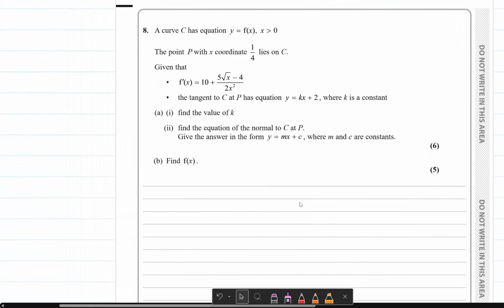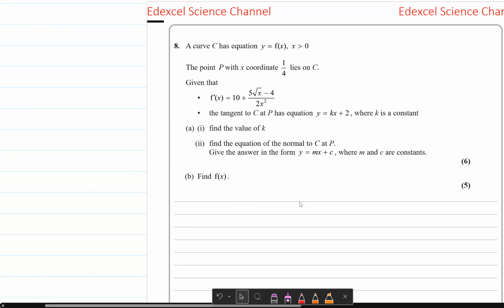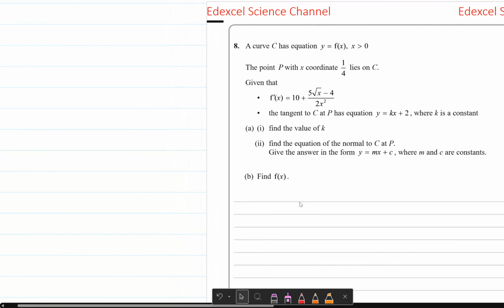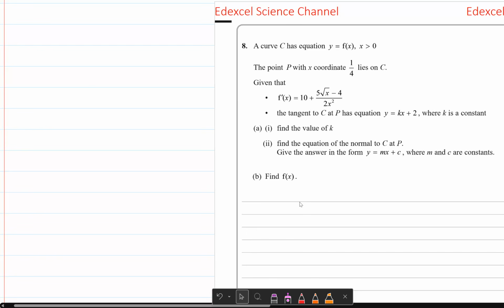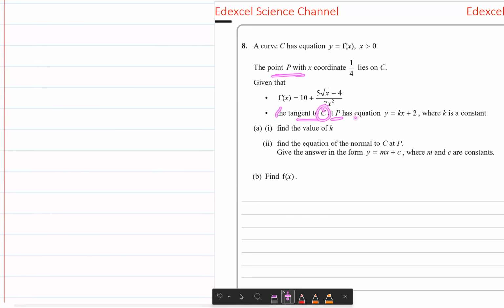Question number 8 is saying a curve C has equation y equals f of x, where x is greater than 0. The point P with x coordinate 1 over 4 lies on C. Given that the first derivative of our function is 10 plus 5 root of x minus 4 divided by 2x squared, and the tangent to C at P has equation y equals kx plus 2, where k is a constant. Find the value of k.